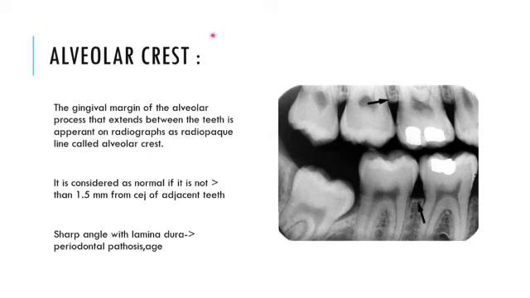Next about the alveolar crest. The gingival margin of the alveolar process that extends between the teeth is apparent on the radiograph as a radiopaque line called the alveolar crest. It is considered normal if it is not more than 1.5 millimeter from the cemento-enamel junction of the adjacent teeth. A sharp angle with the lamina dura is suggestive of periodontal pathosis and is also seen in aging.